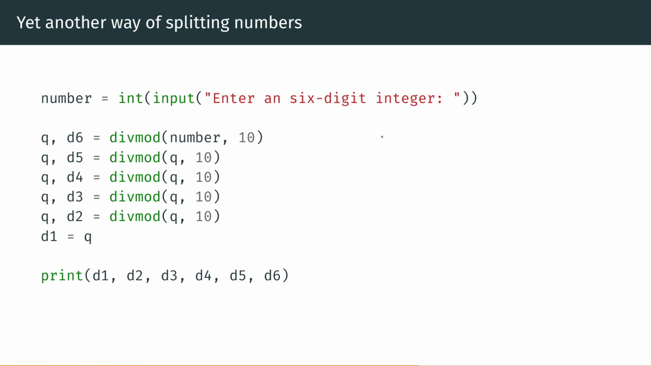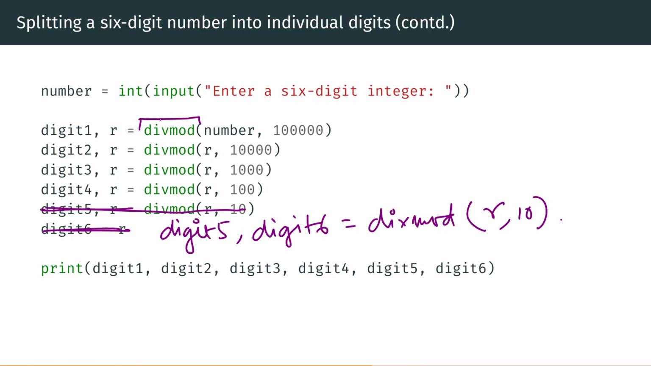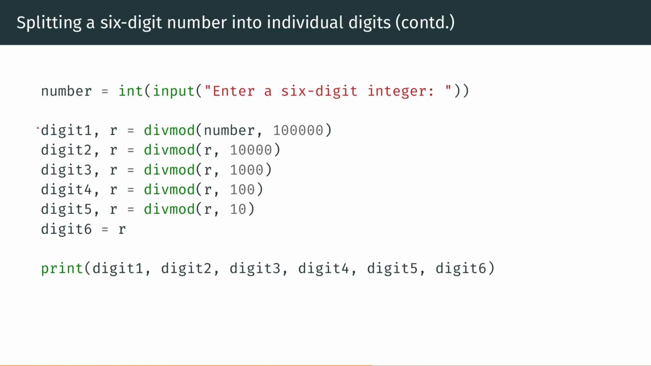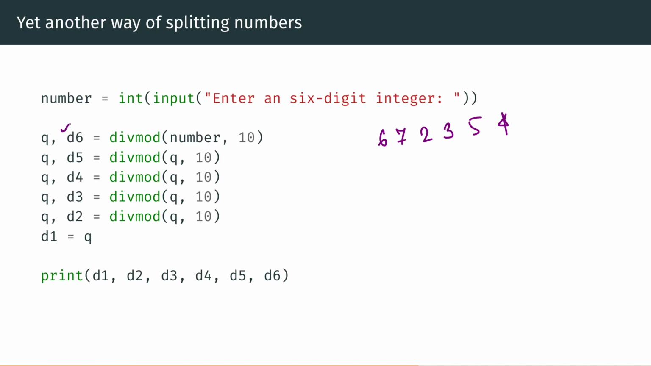So given a number, again 6 7 2 3 5 4, we can extract the numbers from the right as well. The way we do it is we divide this by 10, and again take the quotient and the remainder, but instead of saving the quotient and working on the remainder, here we save the remainder and work on the quotient.